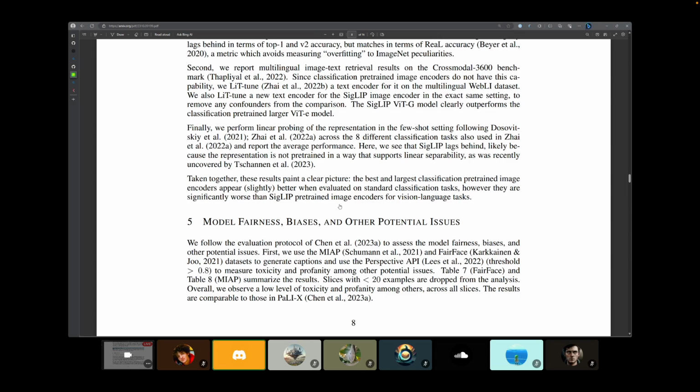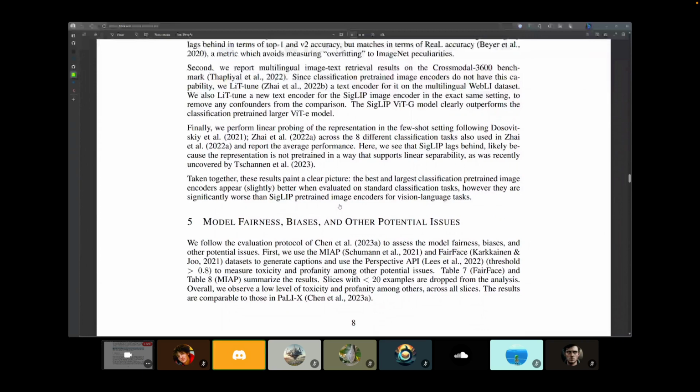Taken together, these results paint a clear picture. The best of the largest classification pre-trained image encoders appear slightly better when evaluated on standard classification tasks. However, they are slightly worse than the SigLIP pre-trained image encoders for vision-language tasks.